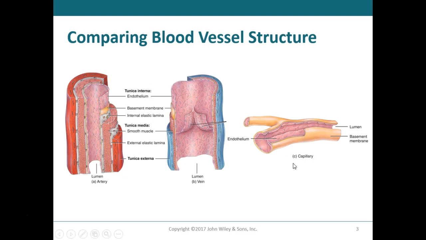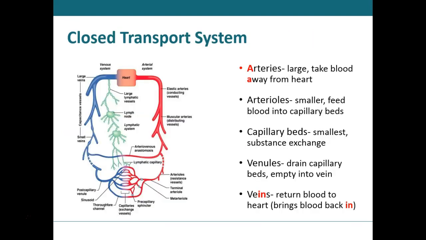And here you see the structure of a capillary. And of course the tunics are much, much thinner here. You have a basement membrane and an endothelial lining only. And it's very important that the capillaries are much thinner, and that allows for substances to pass from the blood into the surrounding tissues.